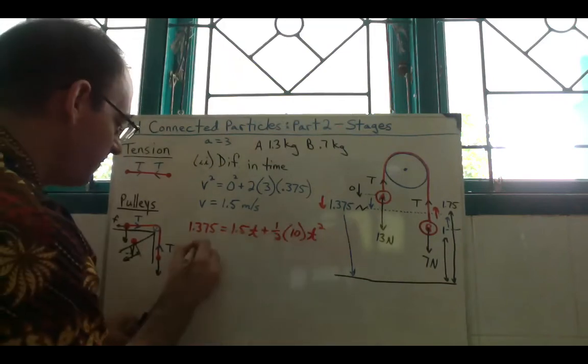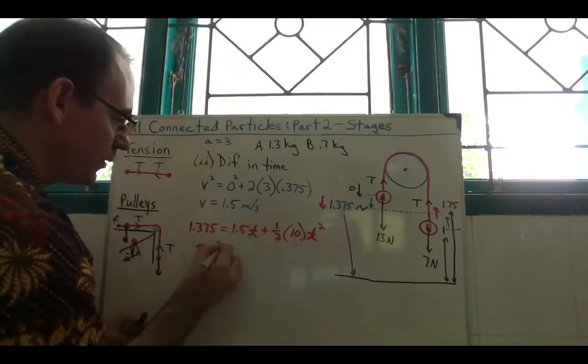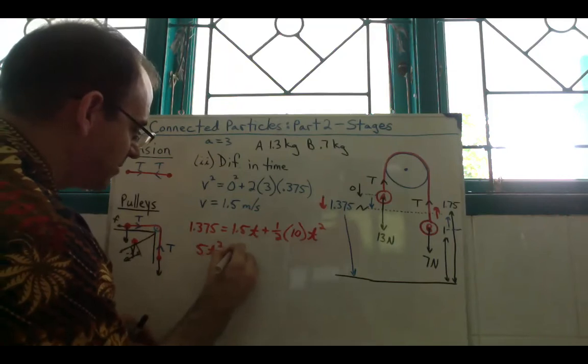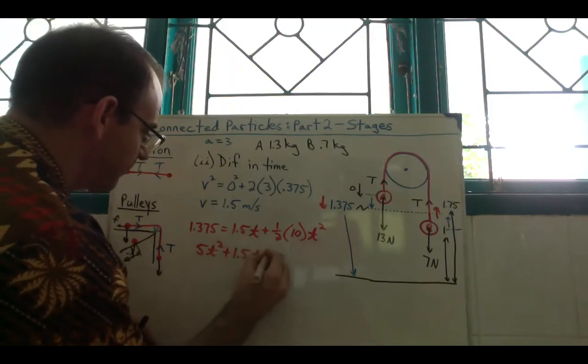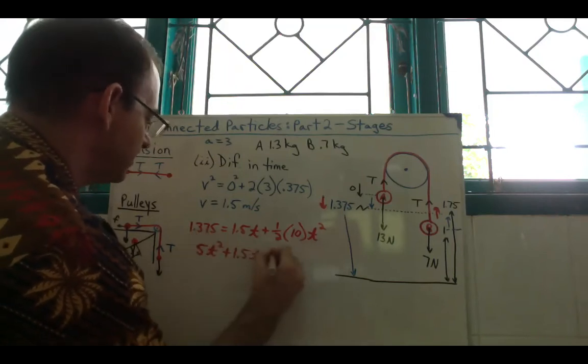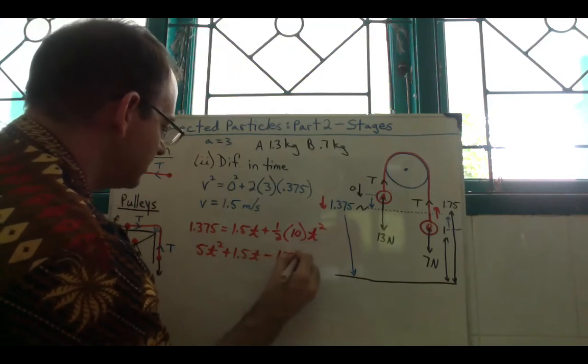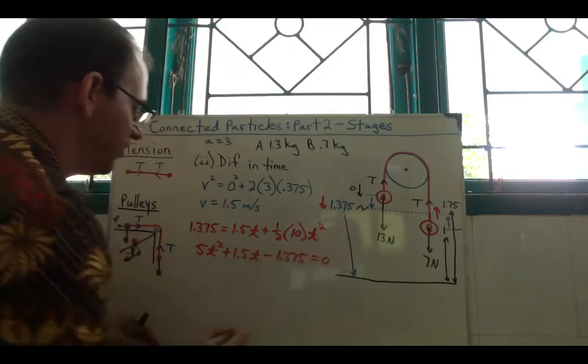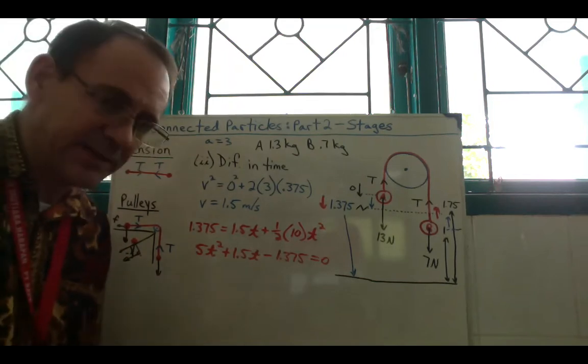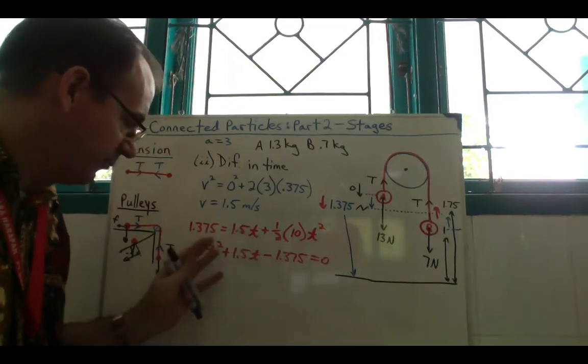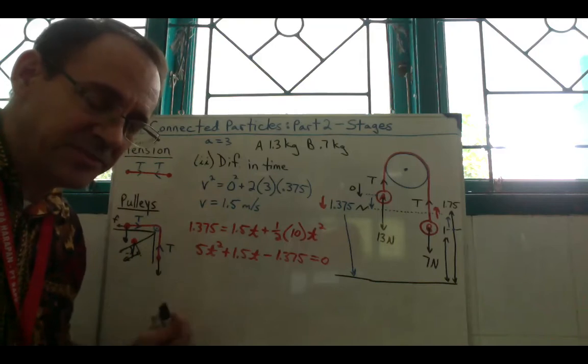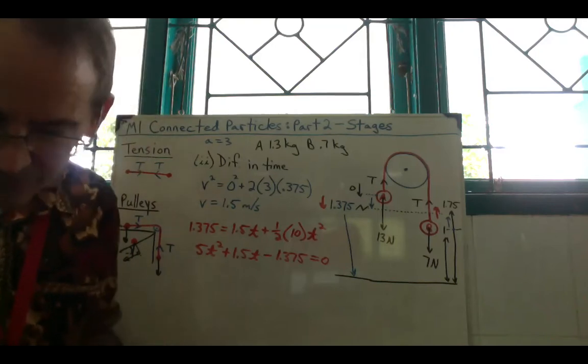So we get 5t squared plus 1.5t minus 1.375 equals 0. Now you can just plug that directly in. We're not going to try to factor it. We're not going to try to simplify it. Just plug it directly into the quadratic formula.